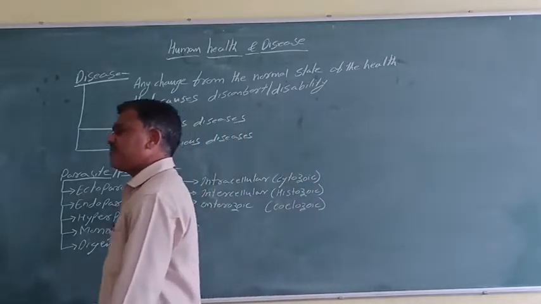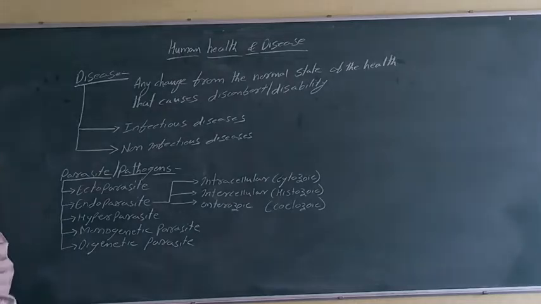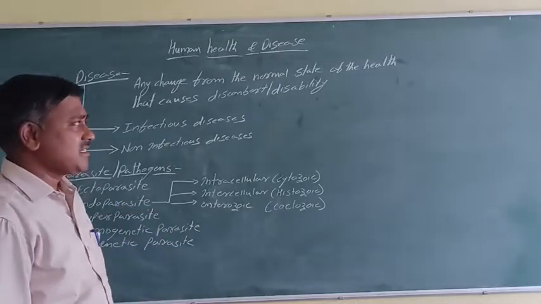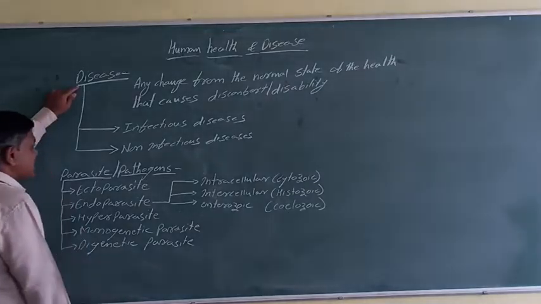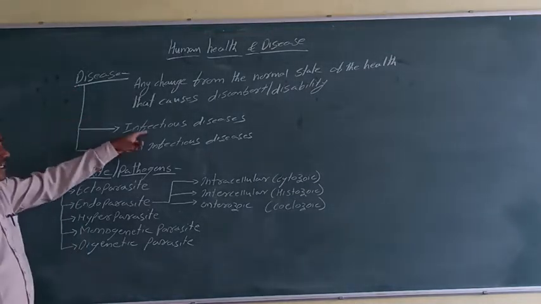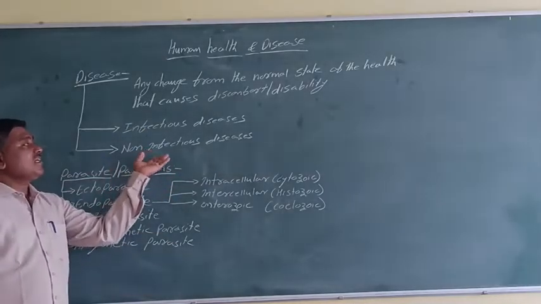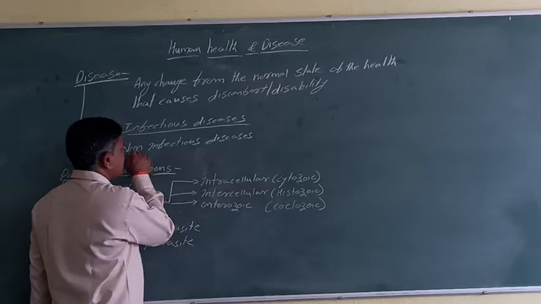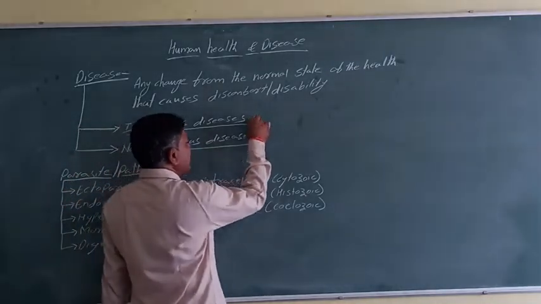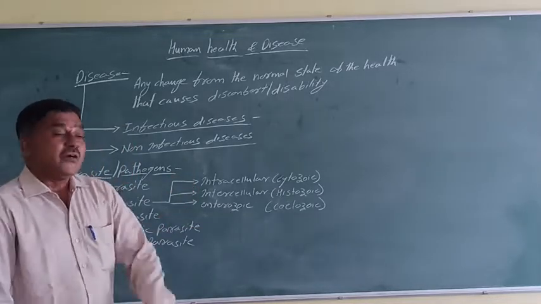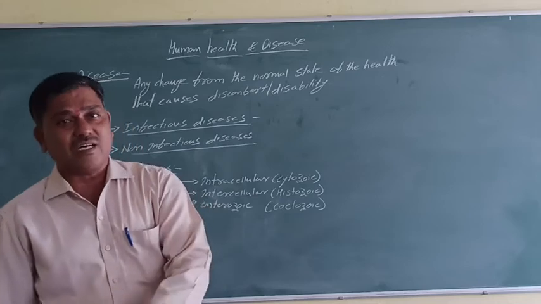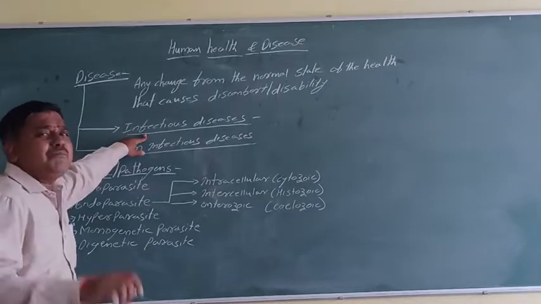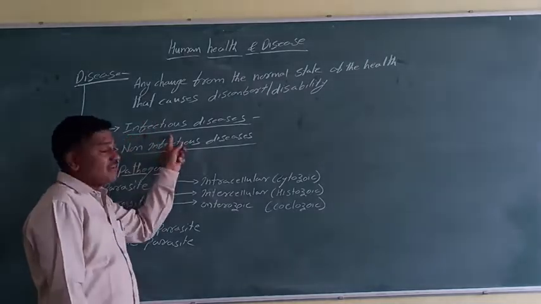Now, there are different types of disease, and these diseases occur because of either pathogens or dysfunctioning of the organ and organ system. So we differentiate diseases into two types. One is infectious diseases and the other is non-infectious diseases. In lower classes, you have studied the definitions of infectious and non-infectious diseases. Infectious diseases are the diseases which are transferred from one person to another person. These are called infectious diseases.